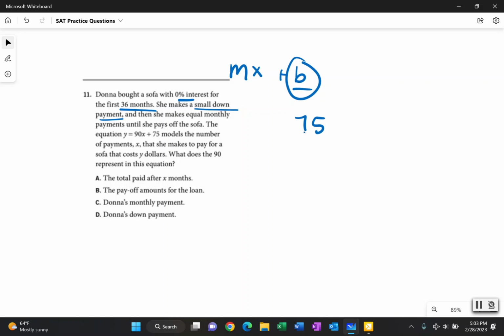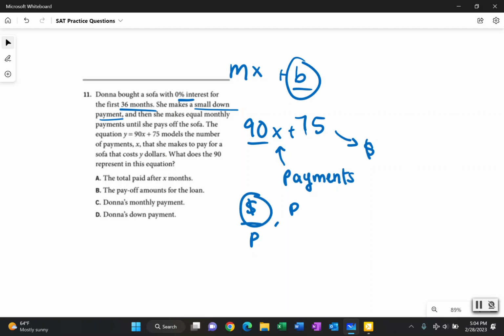So in order for that to be the case, we are given an x value here and then 90. So if x is the number of payments, and 75 is in units of dollars, 90 needs to be in units of dollars per payment, right? Dollars per payment times payments gets me just dollars, right?